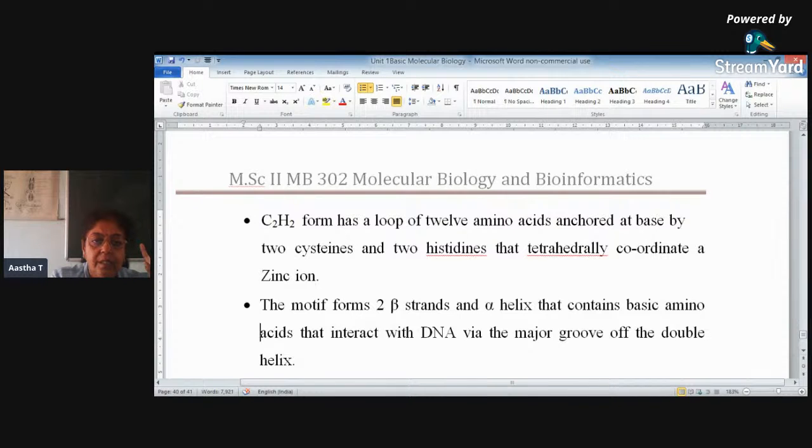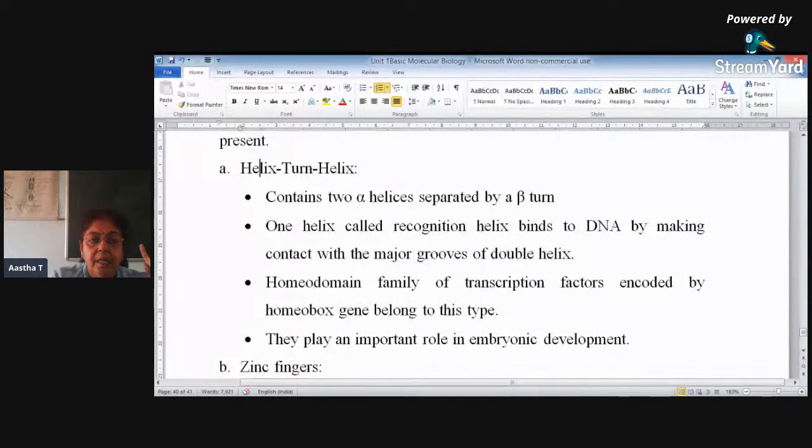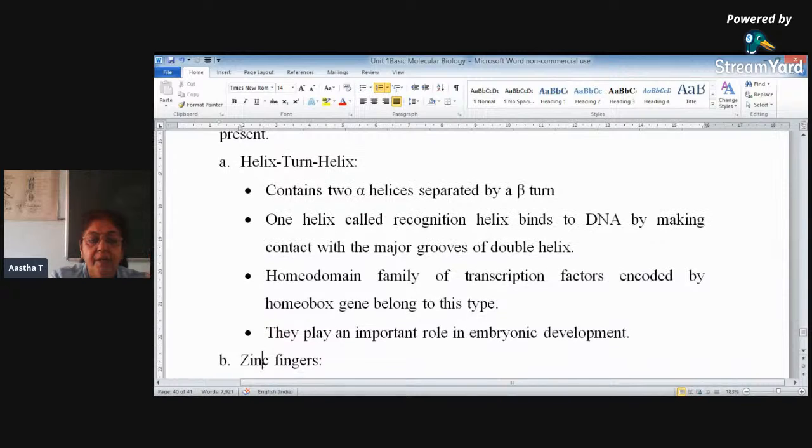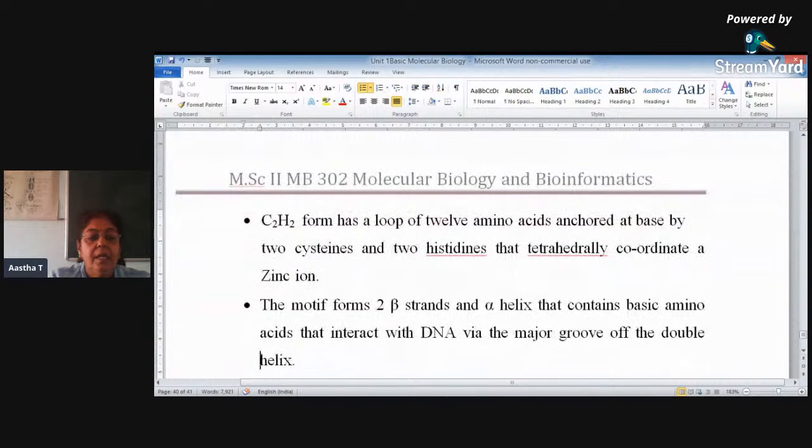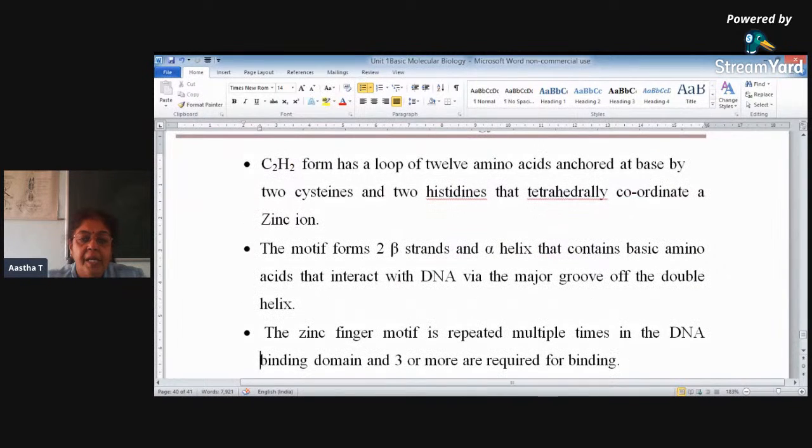In the helix turn helix, there were two alpha helices and one beta turn. Here there are two beta strands and one alpha helix which contains basic amino acids, and this basic amino acid can easily interact with the acidic nucleic acid, that is DNA, by attachment to the major groove of the double helix.